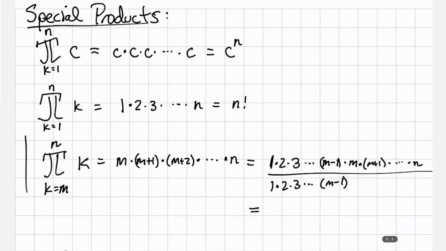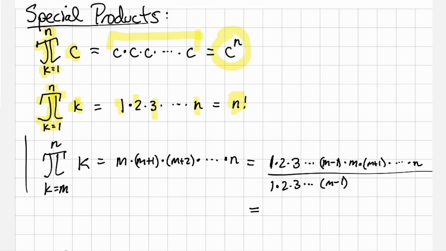Let's also talk about some special products. What happens if we take the product from k goes from 1 up to n of c? Well, that's c times c times c, n times, which is c to the n. What happens if we take the product from k goes from 1 up to n of k? That's 1 times 2 times 3 all the way up to n, which is n factorial.